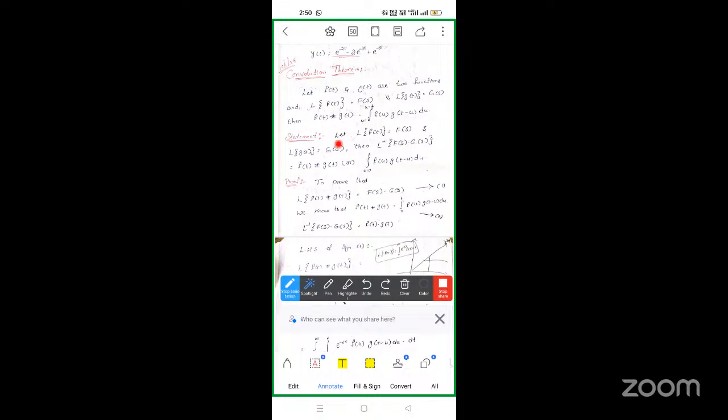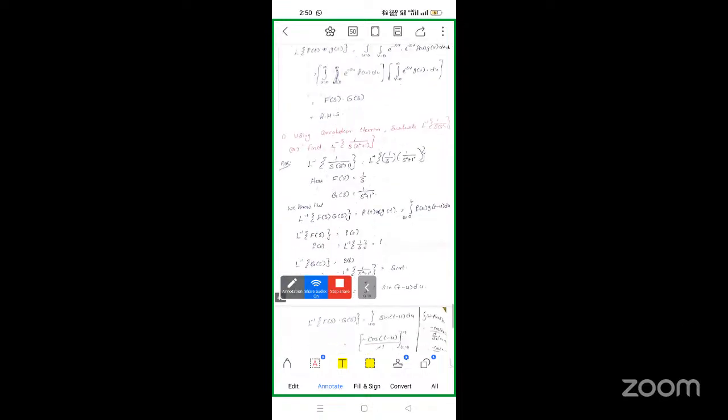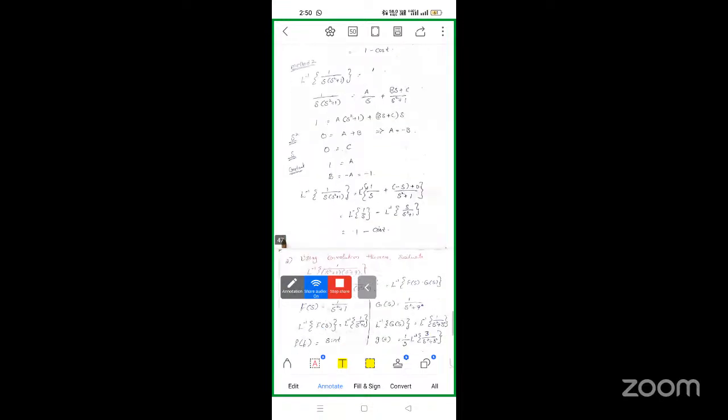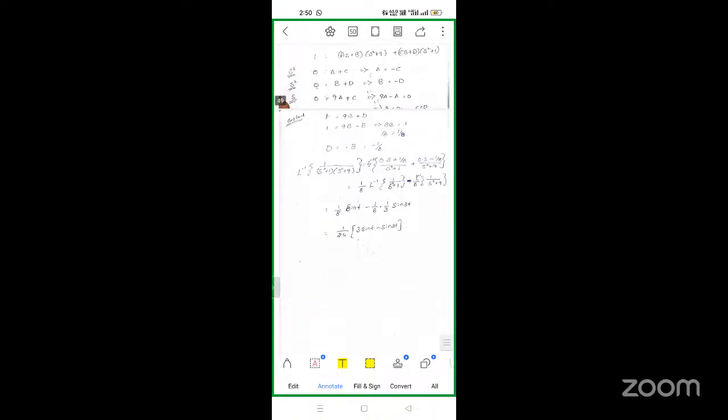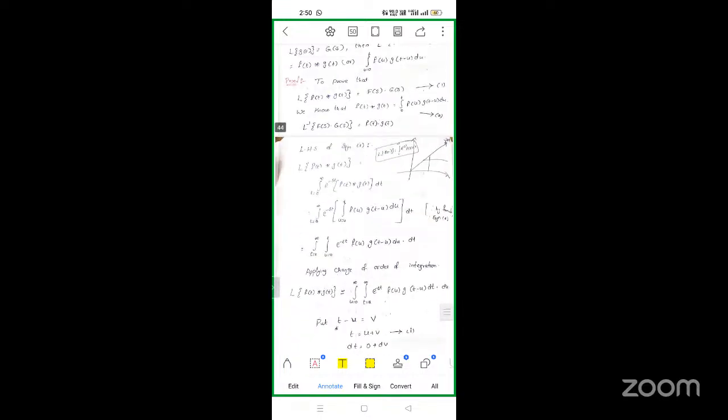So let L of f of t be equal to F of s, and L of g of t be equal to G of s. Then L inverse of F of s into G of s is equal to f of t star g of t, or the integration from 0 to t of f of u into g of t minus u into du. So this is the convolution theorem statement. In the next class, we can discuss problems on the convolution theorem.